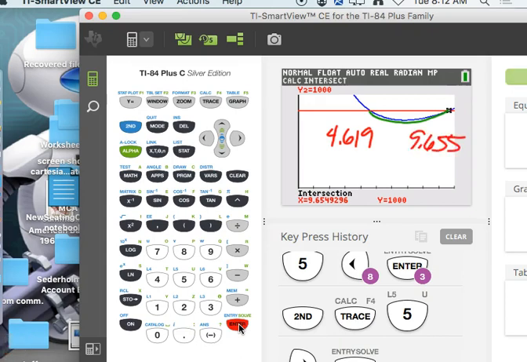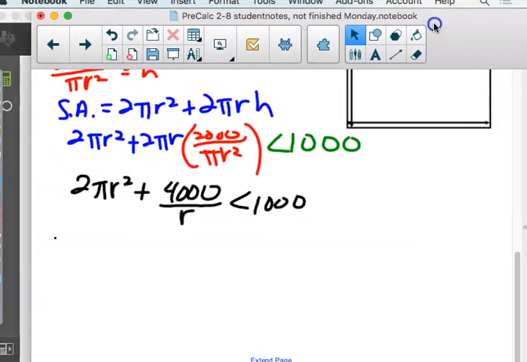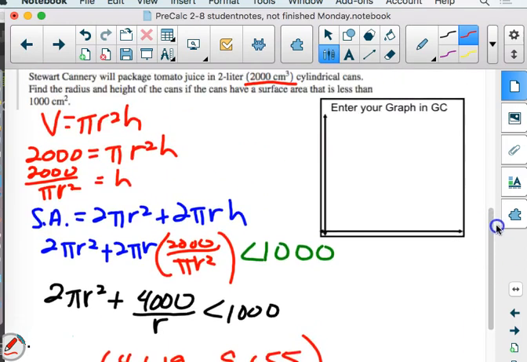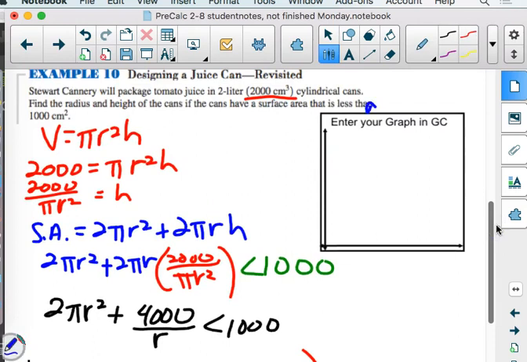And then we just need to remember we're going to use parentheses with those. It said less than. It didn't say less than or equal to. So we've got 4.619 to 9.655. And yeah, it said enter your graph into the G, so we probably better make a little sketch over here. We had our graph kind of hanging down a little bit there. And we had our 1,000 about there. And this was the portion.